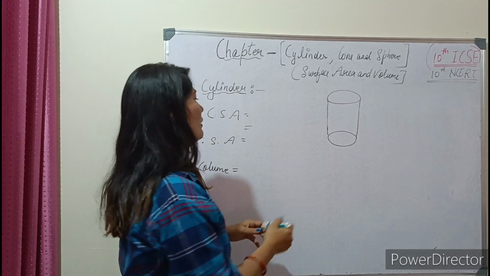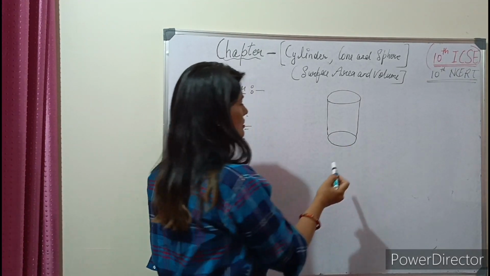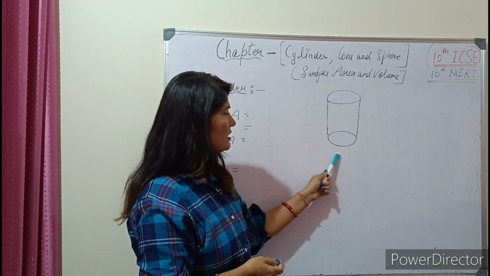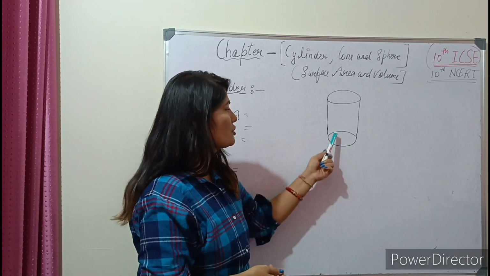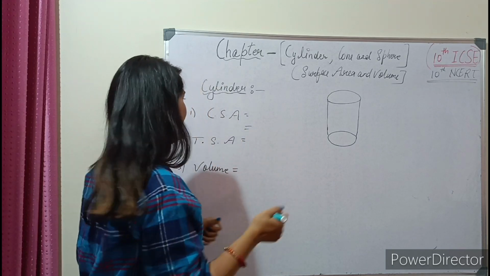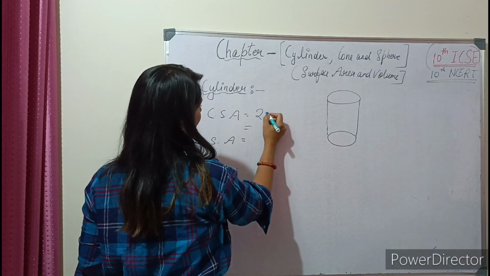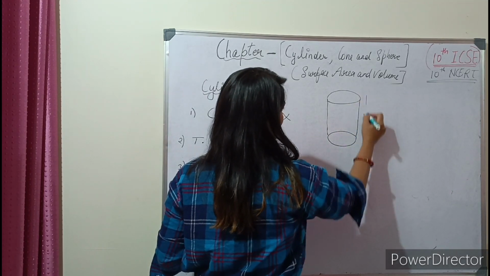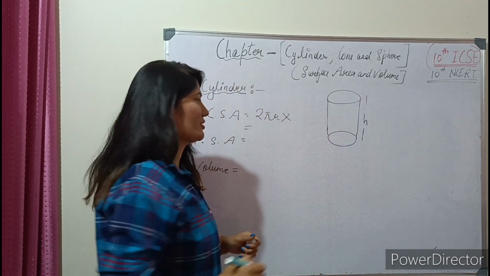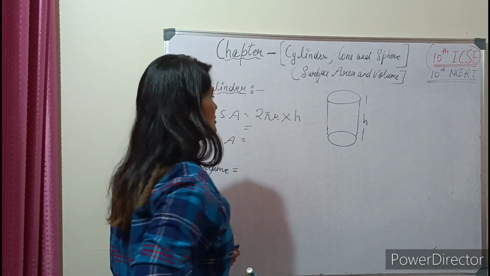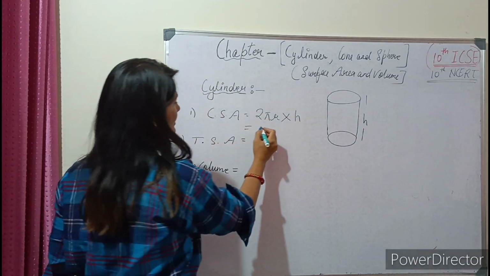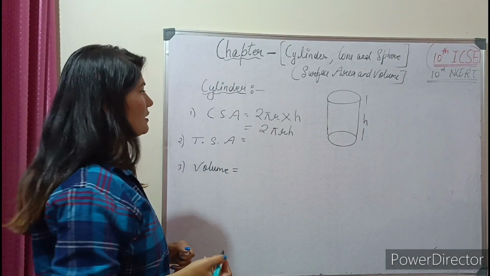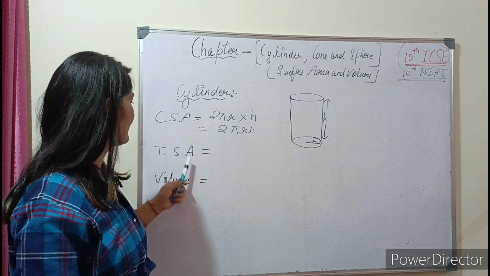Now the perimeter of this cross section. Perimeter means you need to find the perimeter of a circle. You can see this cross section is in the shape of a circle. So the perimeter of a circle is 2 pi r. So here 2 pi r multiplied by the height of this cylinder. Let's suppose the height of the cylinder is h. So write here h. Therefore the CSA of a cylinder is 2 pi r h. That's it.